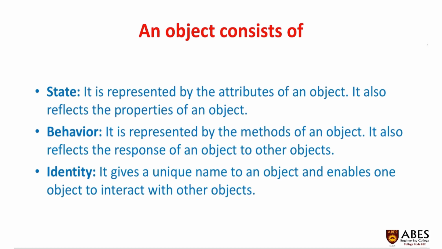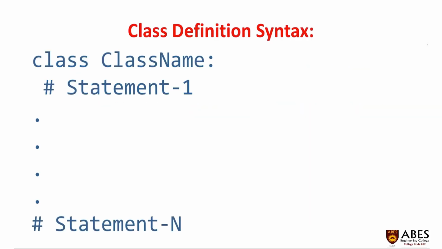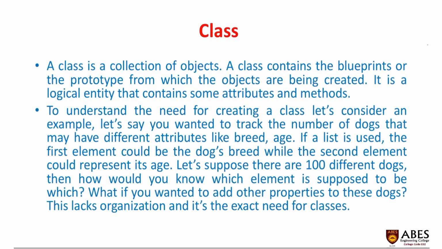Identity gives a unique name to the object and enables one object to interact with other objects. If one object interacts with other objects, it has a unique name. This is called identity. It means an object consists of state, behavior and identity. Now we have discussed what an object is, what a class is, its syntax, and the types of class.